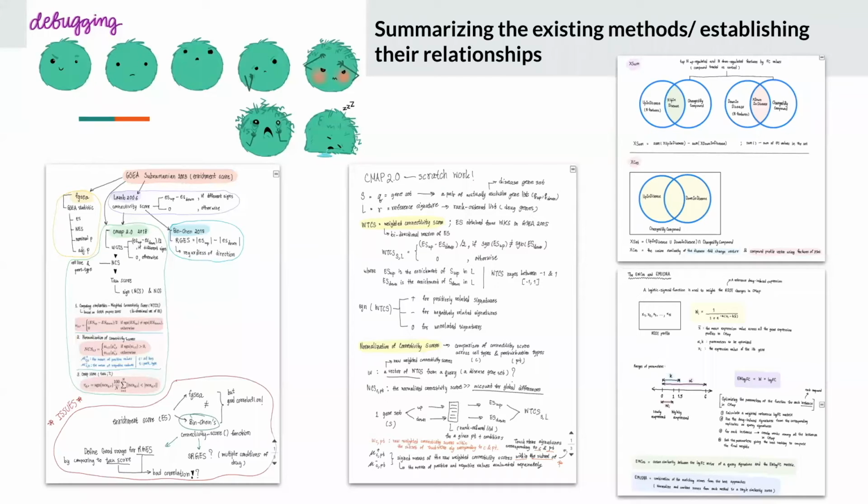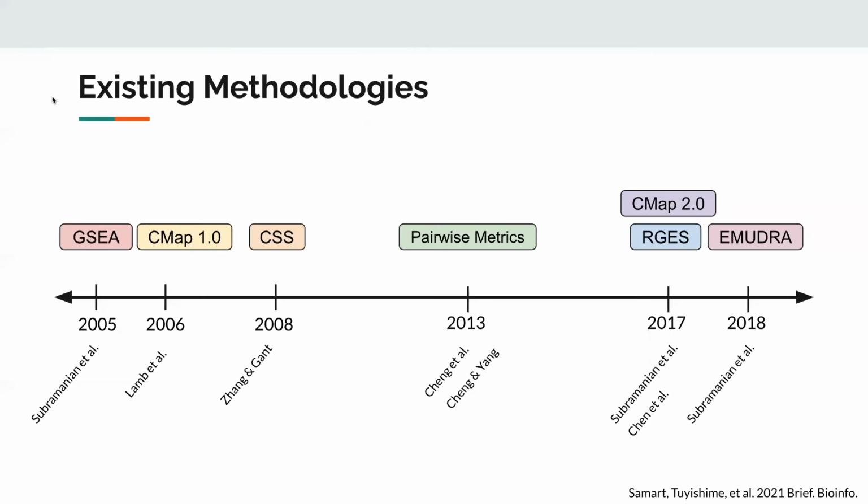Then we use the general notation to re-summarize all the formulations of the existing methods and establish their relationships to gain deeper mathematical and statistical insights into each score. We did redefine all the scores using our new notation, but today I will only walk you through how we were able to relate the popular GSEA and CMAP 1.0 methods as an example.